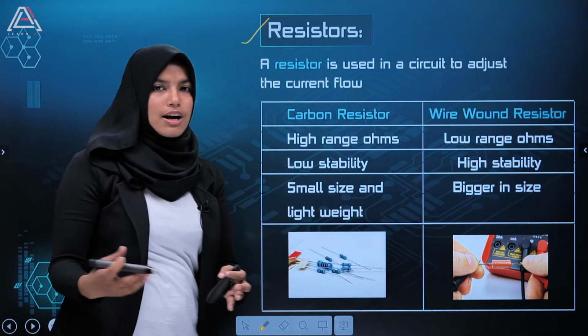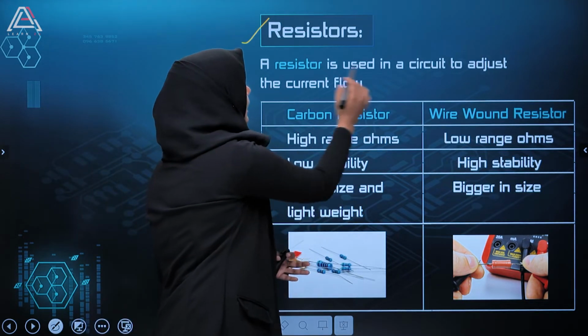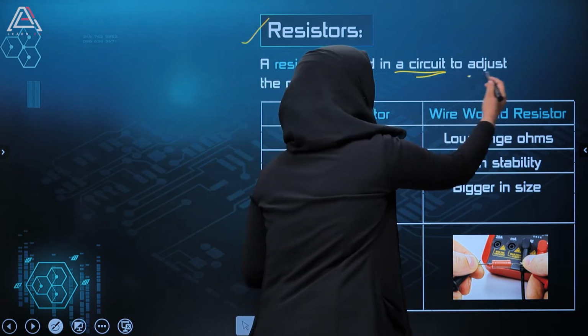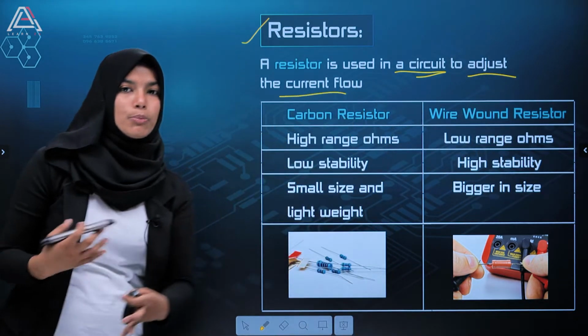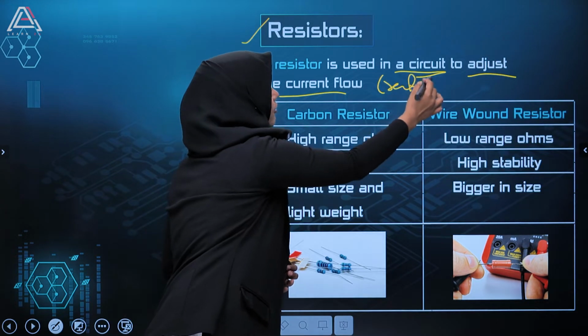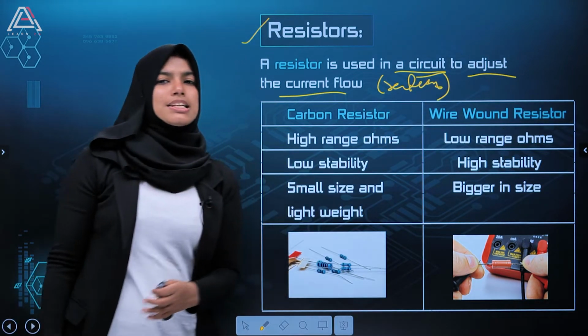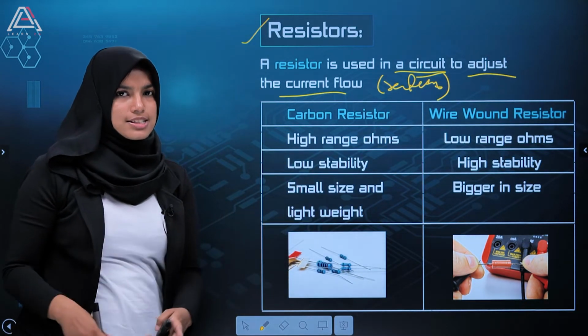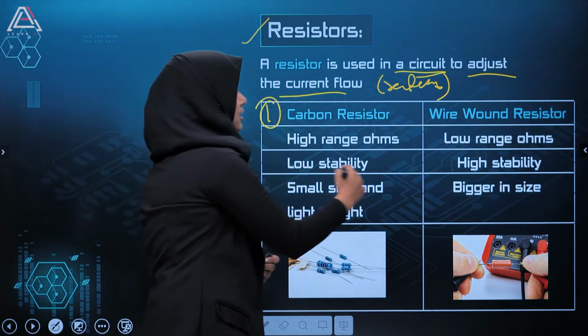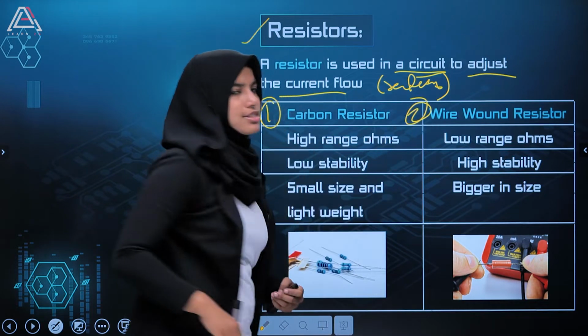So it's a device that is used in electric circuits in order to adjust, maintain, or prevent the current flow. It's also used for safety purposes. Basically, there are two types of resistors that are commonly used. Number one, carbon resistor, and number two, wire wound resistor.